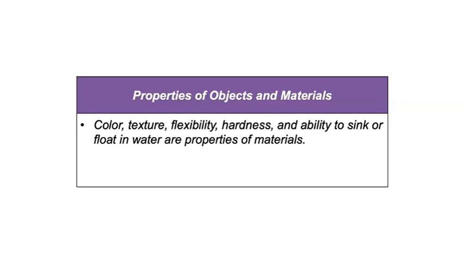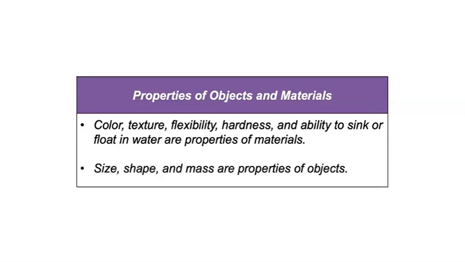Wow, we've learned a lot today about properties of objects and materials. Let's add our new knowledge to a class chart to keep track of what we've learned so far. We can call our chart Properties of Objects and Materials. What did we learn today? We learned that color, texture, flexibility, hardness, and ability to sink or float in water are properties of materials. Do you remember the properties of objects? Size, shape, and mass are properties of objects.